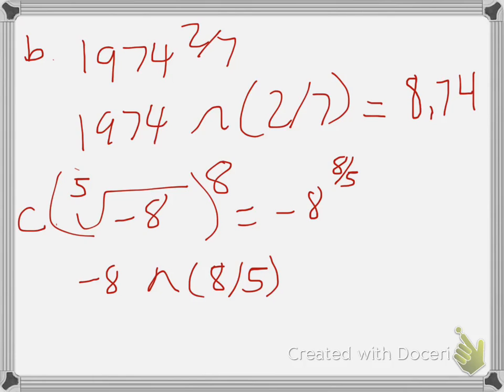Because if you don't put parentheses, you will get the wrong answer. So with parentheses, what's my answer? Negative 27.86. Because you're rounding to 2 numbers after the decimal.